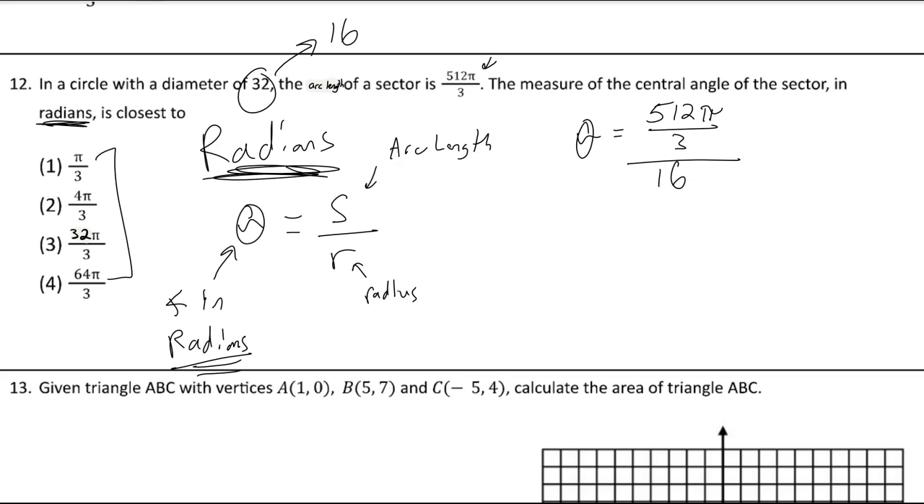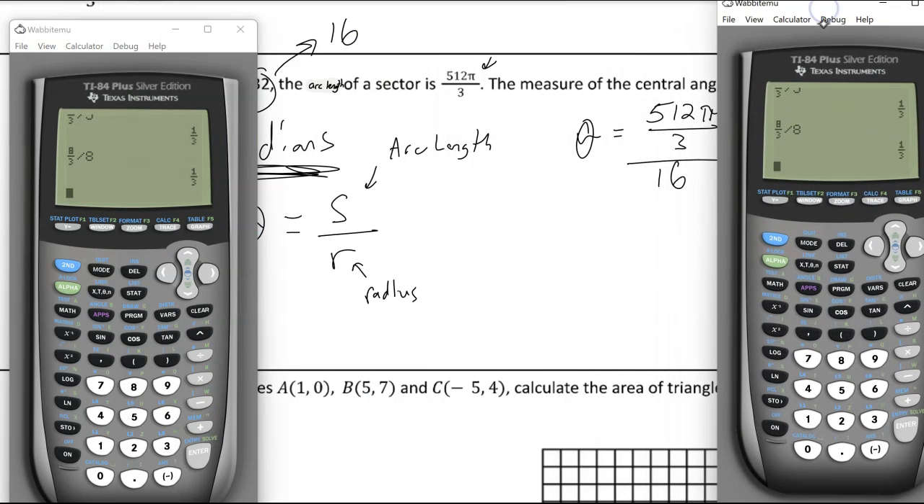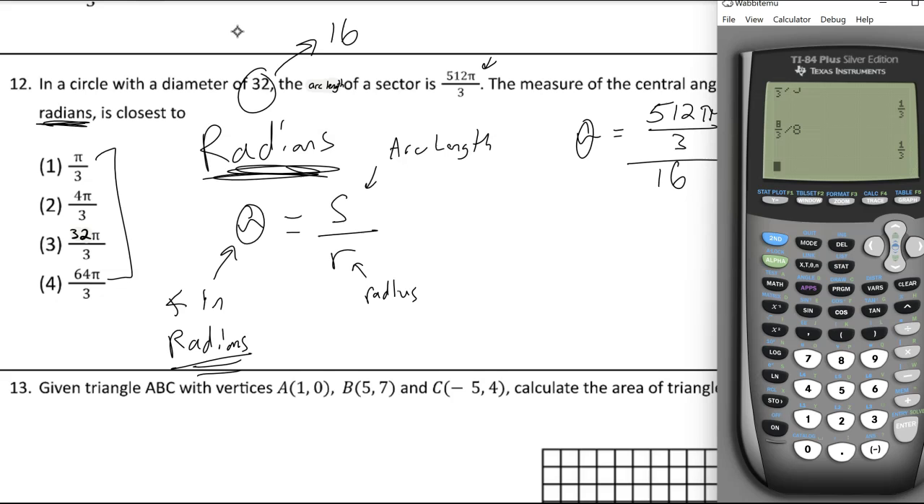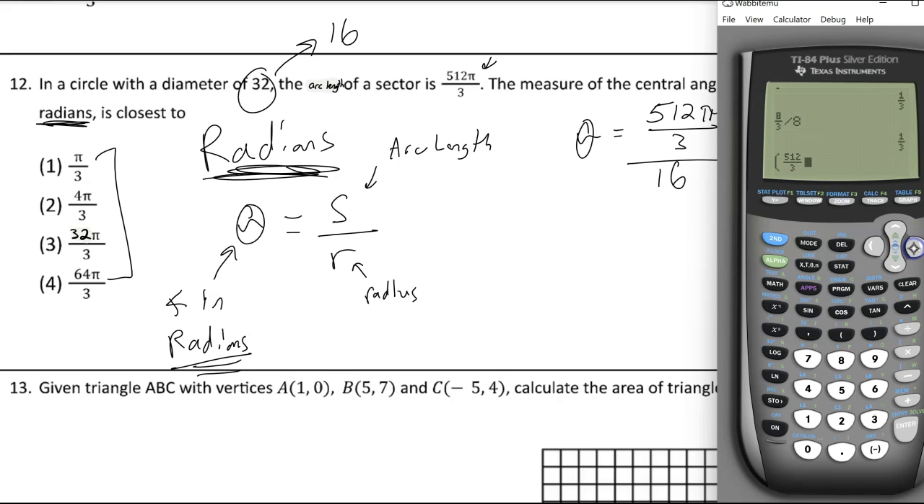Now, notice that all of your answers have a pi in it. So when I'm typing this into my calculator, I'm going to type in everything except for the pi. I'll type in 512 over 3 as a fraction, and I'll close the parentheses there if I arrow out of it. And I want to divide that by 16. Because I typed it in as a fraction, it'll give it to me as a fraction in reduced form.